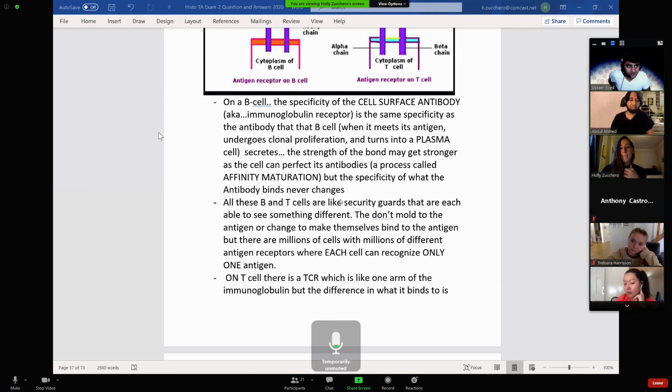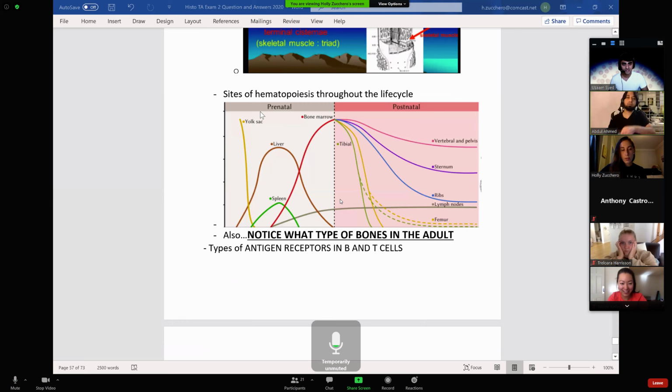Can I ask a quick question? I've gotten a question in the past where it says which bands or zones don't change, which ones get smaller in a sarcomere. Could you go over which ones would get smaller or bigger during contraction?